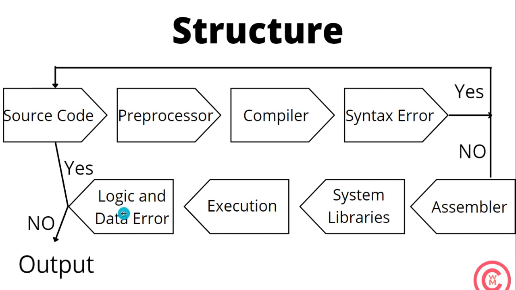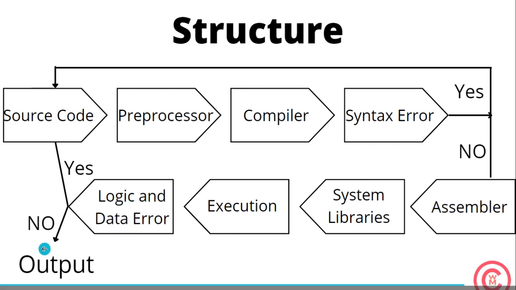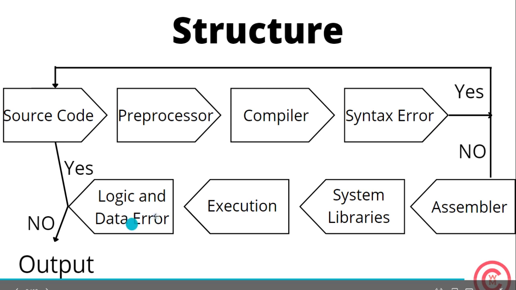While executing, if it finds some logic or data error, that means an error you made while typing your code, then again it goes back to the source code and the process will never execute. But if there is no error, then only the process will execute and give the output.